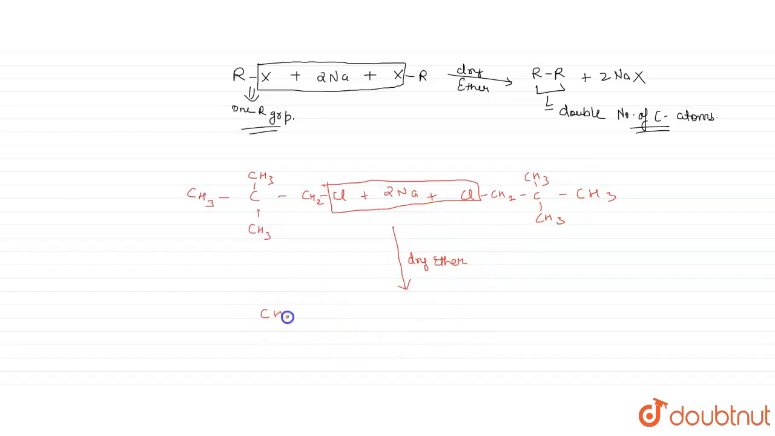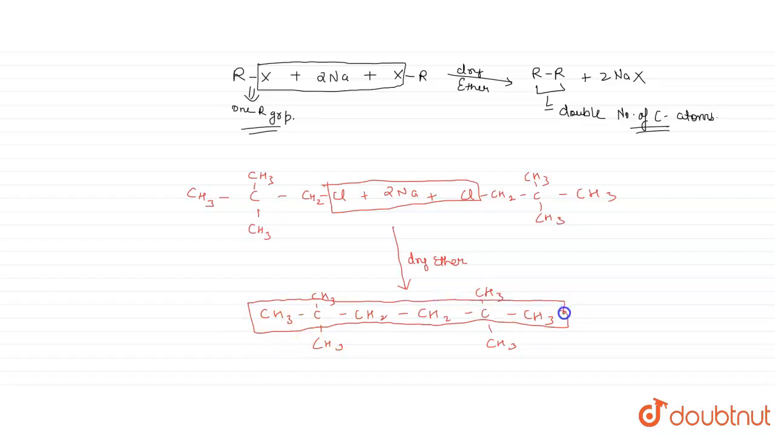We have the final product as CH3, C, CH3, CH3, CH2. These both alkyl groups will be attached with each other, and 2NaCl will be removed. So these two alkyl groups will be attached like this: C, CH3, CH3, CH3. So this will be the product. As you can see, we get a carbon chain of 6 carbon, like this.